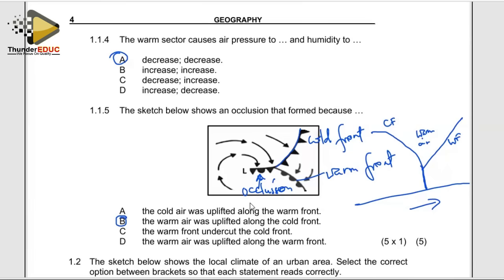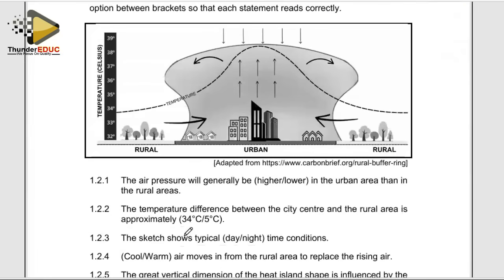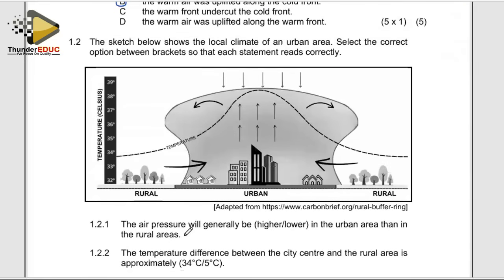So this is the situation of an occlusion from this part to this part here. This is the same part as this one to this one where we have an occlusion. We are saying this area in this part here, warm air has been completely displaced from the ground surface. Right, so that was question number 1.15. Let's go to question number 1.2.